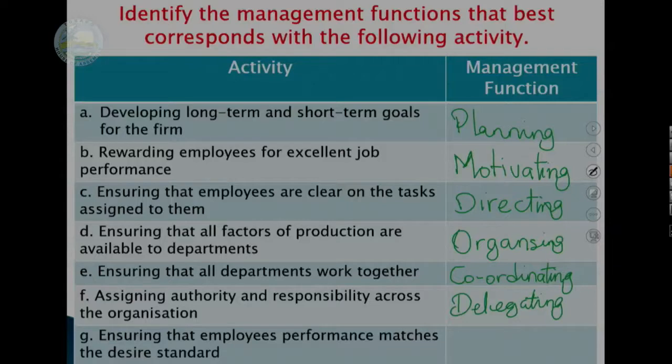And the last one, ensure that employees' performance matches the desired standard, and this is controlling. You're overseeing to ensure no mistakes and stuff like that are made. All right? So if you have these as your answer, you're quite correct.